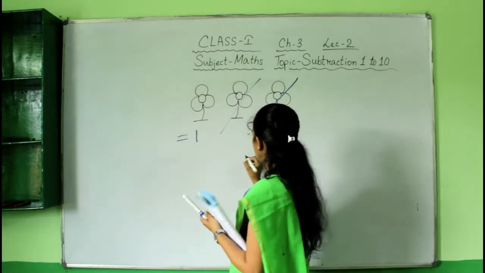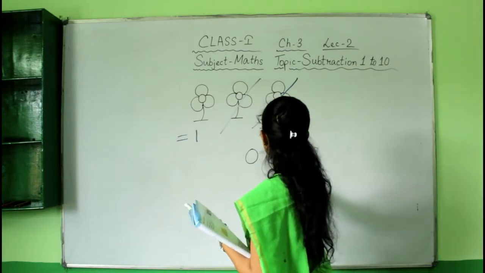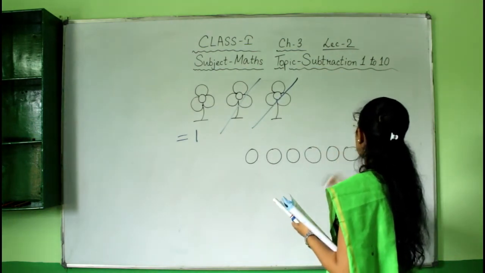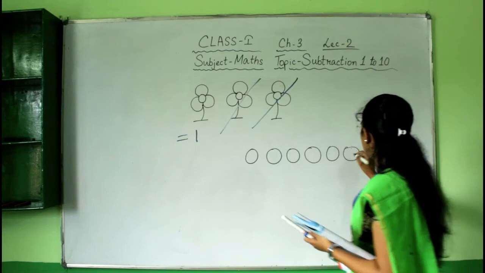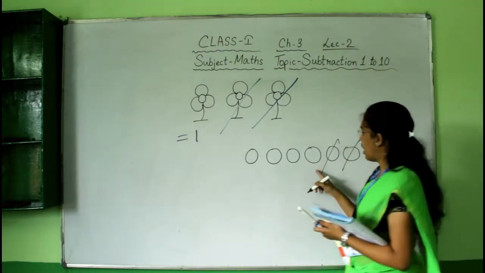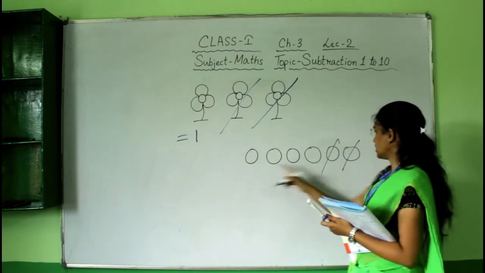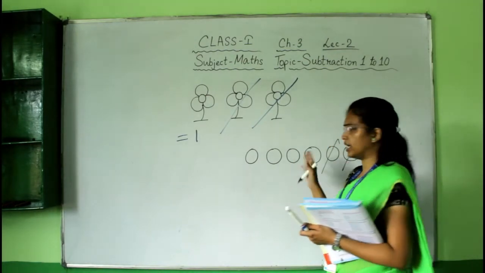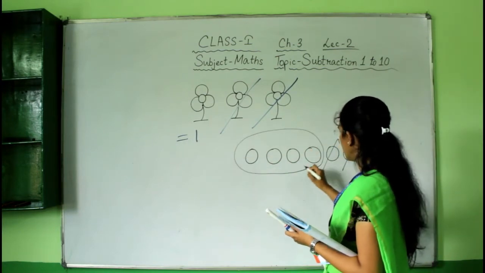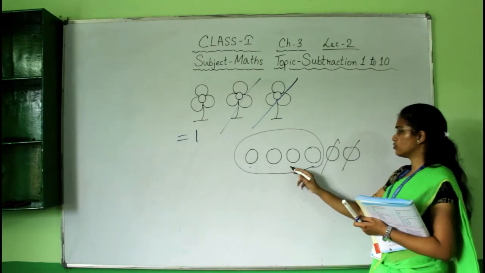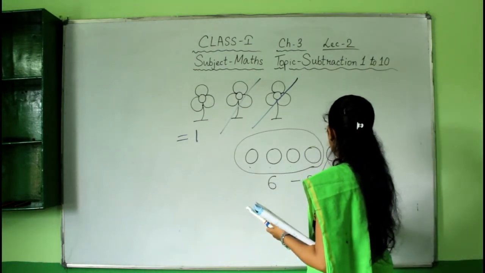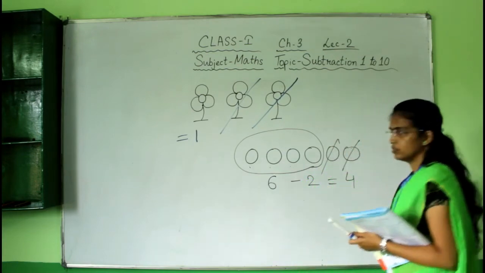So from 6 students, suppose these are the students. From these 6 students, 2 left. Okay? So how many students are left? 2 of them go to the washroom or to another class. So how many students are there in the class now? 1, 2, 3, 4. So 6 minus 2 equals 4.